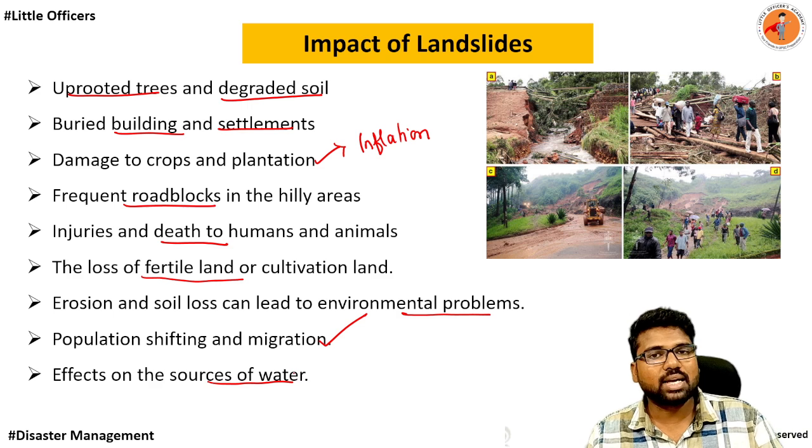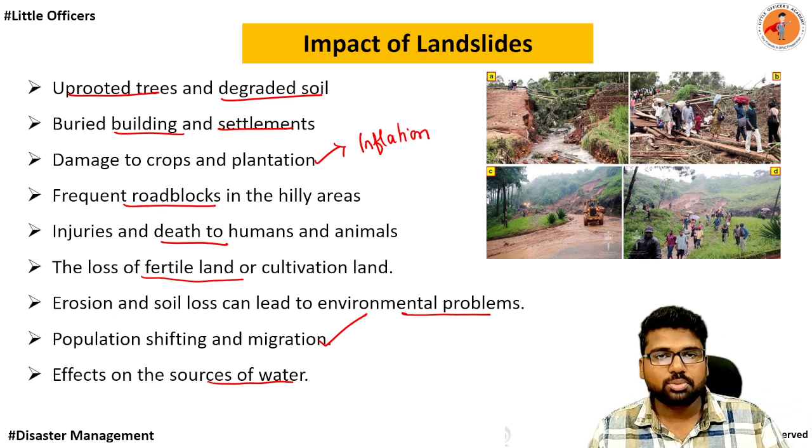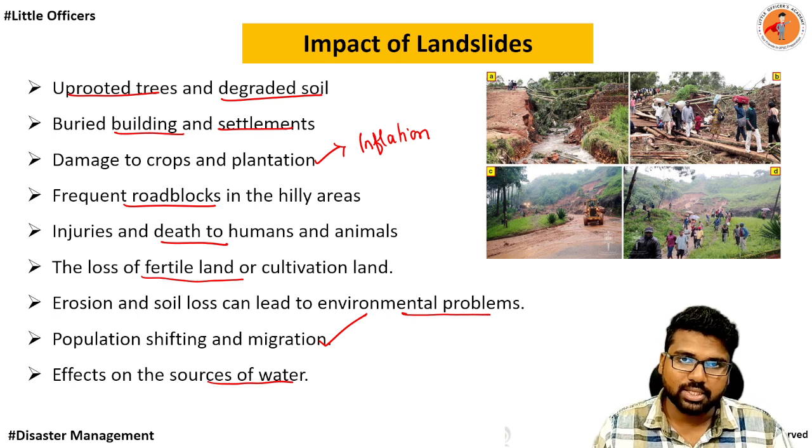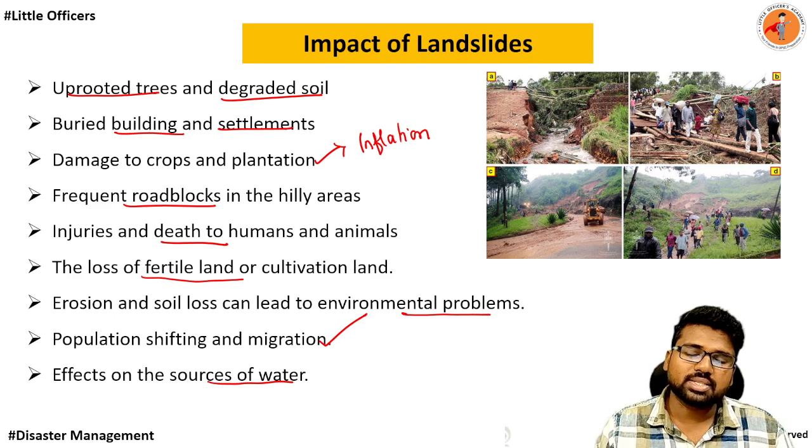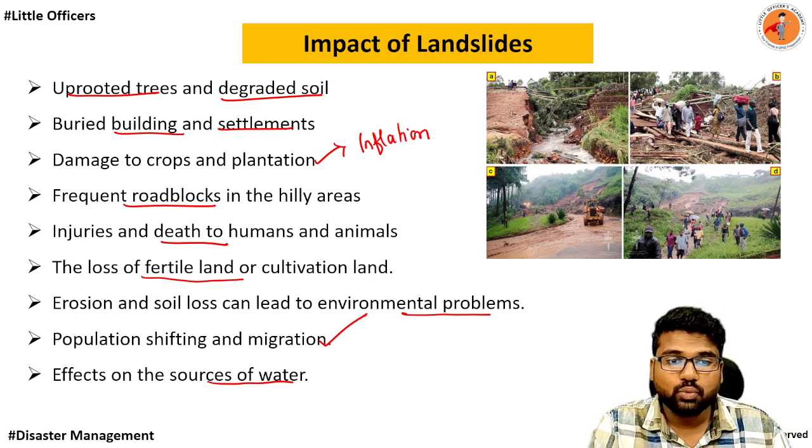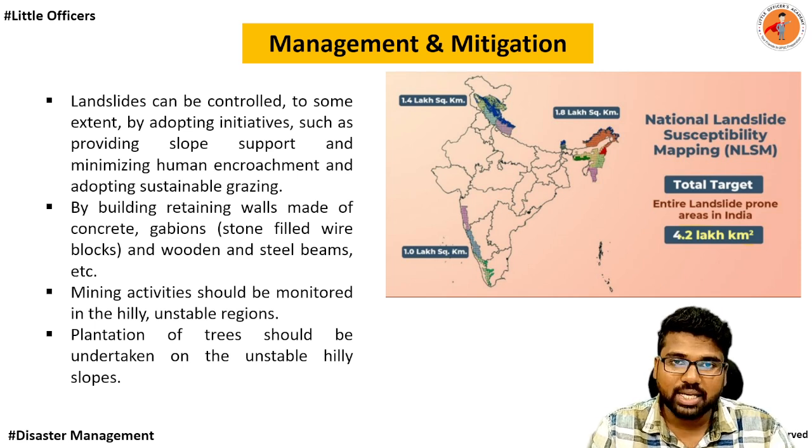Sometimes even landslides can trigger glacial lake outbursting, or this outbursting can also lead to flash floodings. These are all some of the cascading effects of landslides. Now, how do we manage them? What kind of mitigation is there?